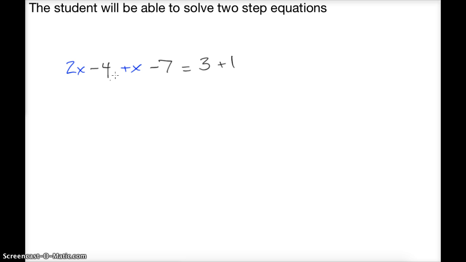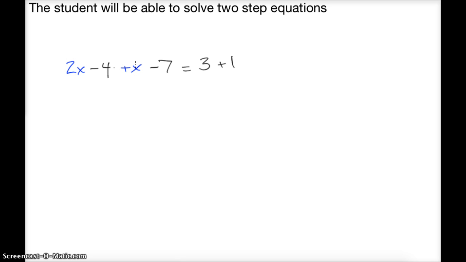So here I have 2x minus 4 plus x minus 7 equals 3 plus 1. It seems like a ton of numbers. How the heck am I supposed to solve this? Well, let's just take a little bit at a time. First, let's combine all of our like terms. I've used these colors to help us see our like terms.